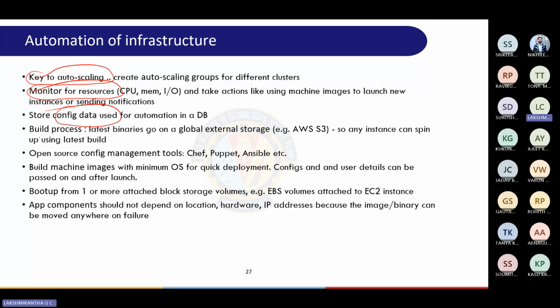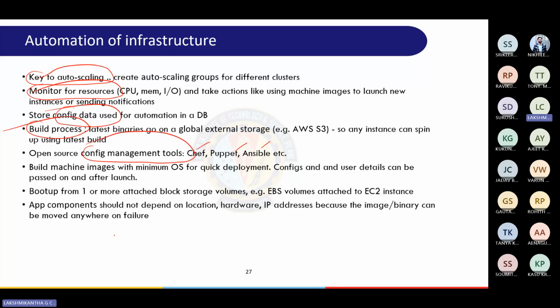Next we are talking about the build process. A deployment pipeline should ensure the latest binaries go to global external storage like AWS S3. And config management tools: use powerful open source tools like Chef, Puppet, Ansible, and so on. These tools automate the configuration of newly launched instances. For example, they can install dependencies, set up user accounts, and start the applications.